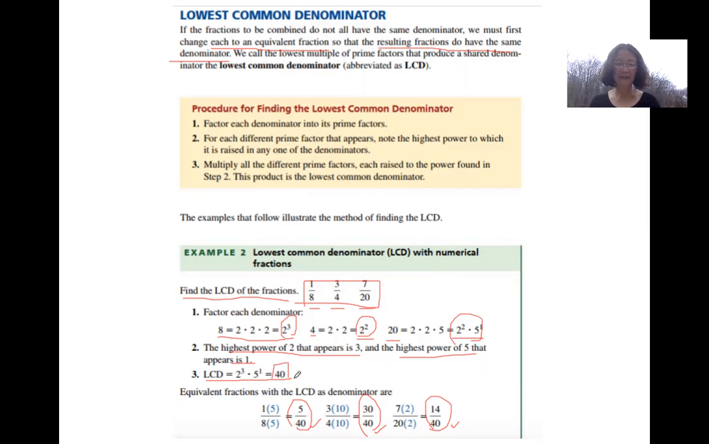Once we get this LCD, every original fraction's denominator changes to 40. So from 8, how do you change to 40? You multiply by 5. If the denominator is multiplied by 5, the numerator is also multiplied by 5. So you get 5 over 40. Do the same thing for the other fractions, so you get 3 fractions with a common denominator.